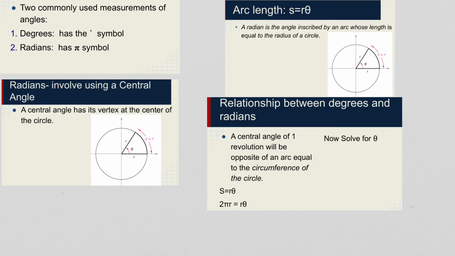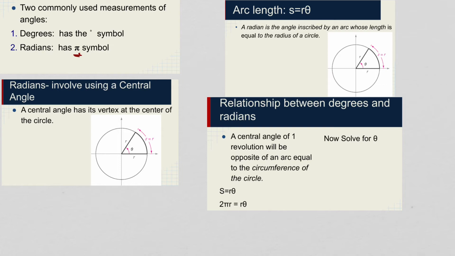All right. What is the relationship between a degree and a radian? So we know degrees use the degree symbol. Radians, if you remember from Algebra 2, use that pi symbol. And the reason why we get pi has to do with something called a central angle.